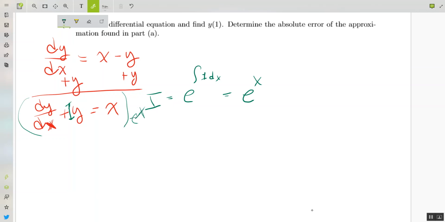Ugh, that looks horrible. So I end up with e to the x dy/dx plus e to the x times y equals x times e to the x.